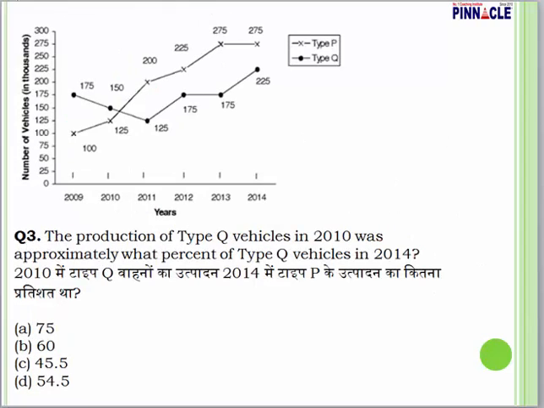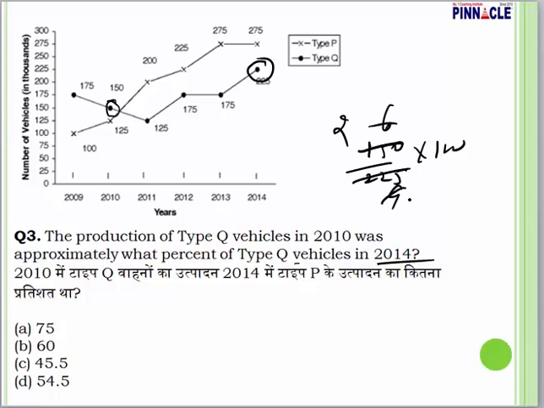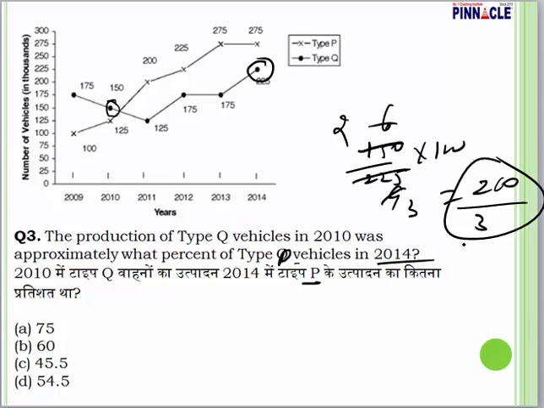Next question, question number 3. Production of type Q vehicle in 2010 was approximately what percentage of Q vehicle in 2014? So Q vehicle in 2010 is 150. What percentage of Q vehicle in 2014? 2014 Q vehicle would be equal to 225. So 150 divided by 225 into 100, it would be equal to 6 by 9, that is, you can say, 200 divided by 3. So it is in fact P, this is P, not Q.